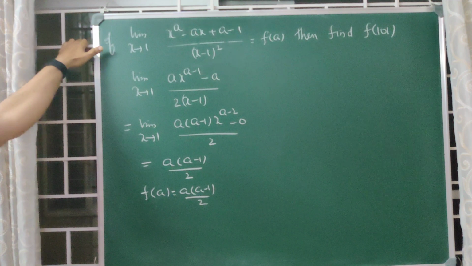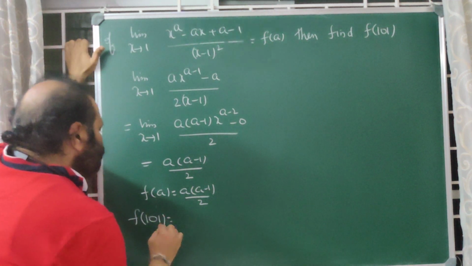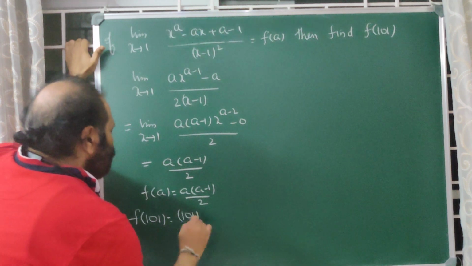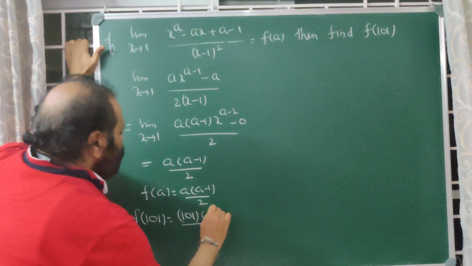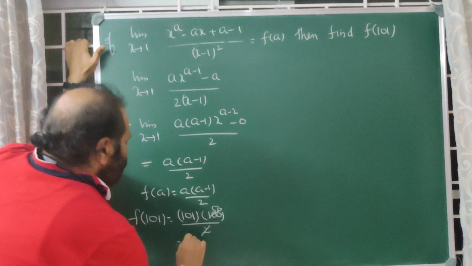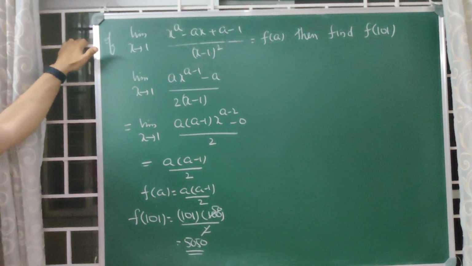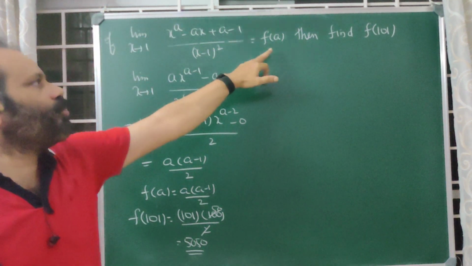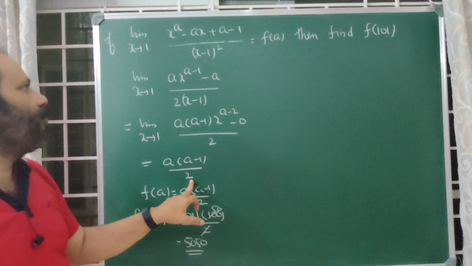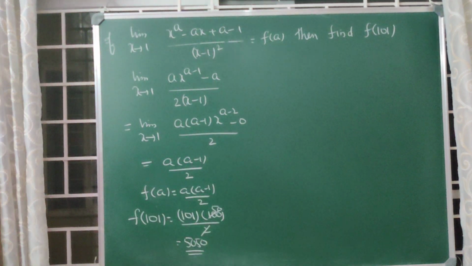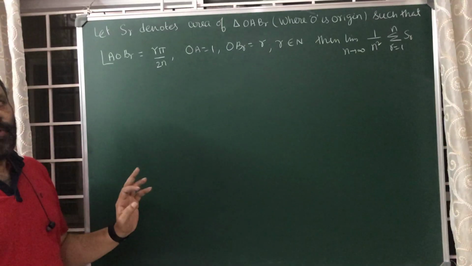He is asking f of 101. F of 101 is equal to 101 into 100 by 2, which is 5050. Answer is 5050. Very simple. So, the answer must be in terms of f of a. This function is converted as a into (a minus 1) by 2. I substituted a equal to 101. Therefore, the answer is 5050. Next question.